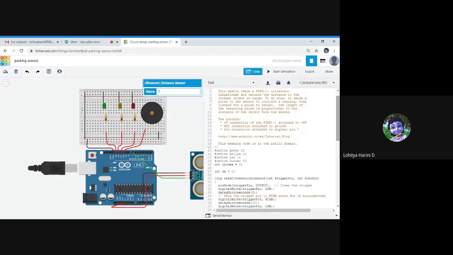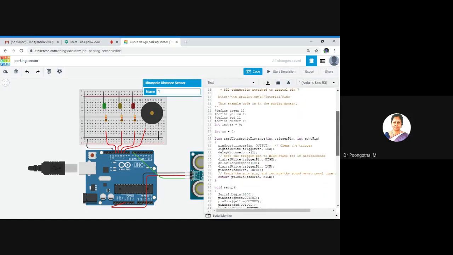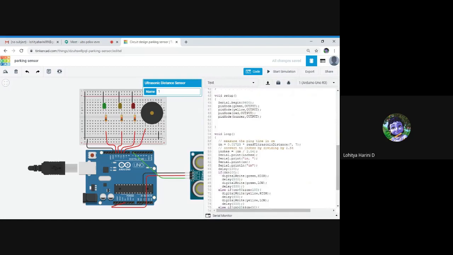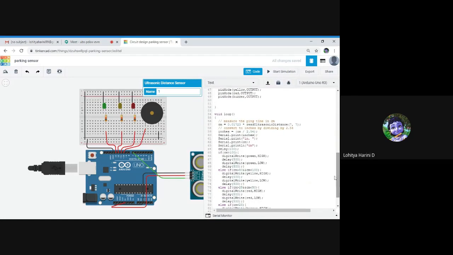Here I have defined all the output pins 13, 12, 11, 10. In the loop function, I have written the code for all the LED blinking. When the distance is greater than 100, we have the green LED, from 50 to 100 we have the yellow, and from 25 to 50 we have the red. When the distance is too low, less than 25, we have the buzzer.